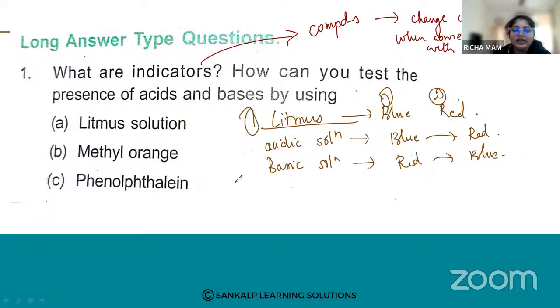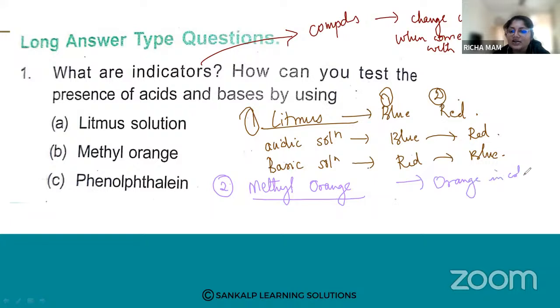Then what about methyl orange? Let us see for methyl orange. If you have a methyl orange indicator, it is orange in color. Now if you have acids, this orange color will turn into red. And if you have a base, the orange color will turn into yellow. So this is the color change.